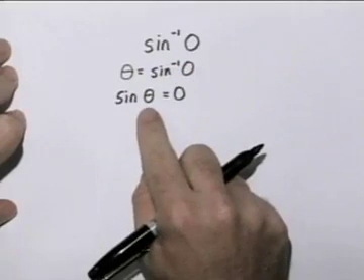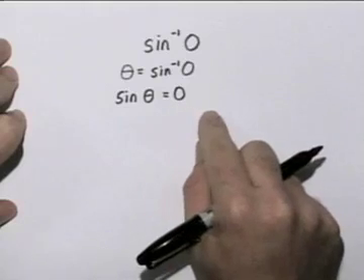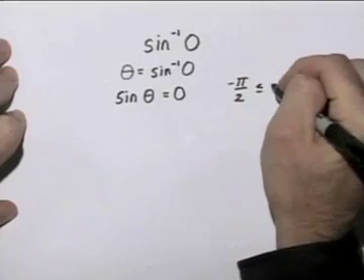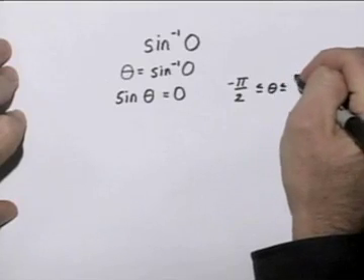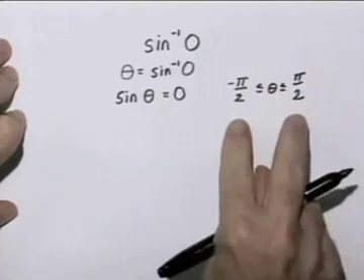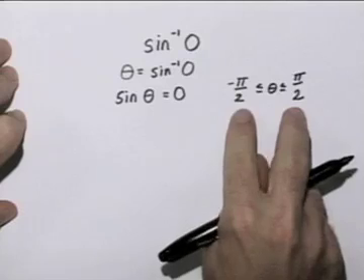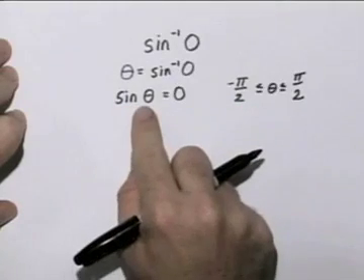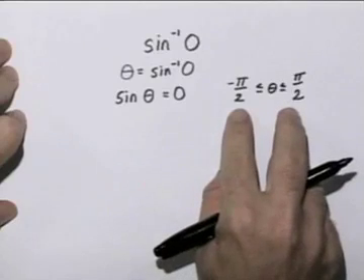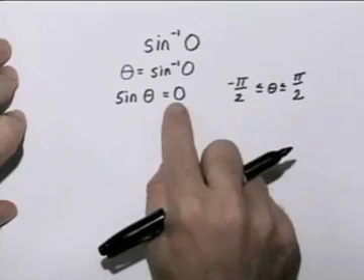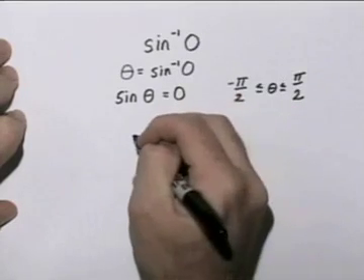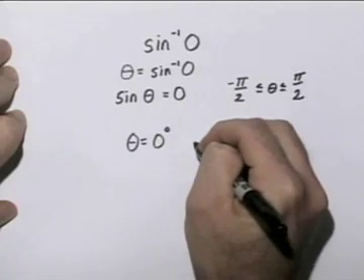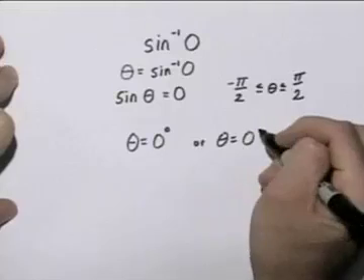Now there are many angles whose sine is 0, so that we only get one answer, we're going to look at only the angles between negative pi over 2 and pi over 2. This was the domain restriction on the sine function in order to make it 1-to-1. So the sine of what angle theta between negative pi over 2 and pi over 2 is going to equal 0? The answer is theta equals 0 degrees, or if you like, theta equals 0 radian.